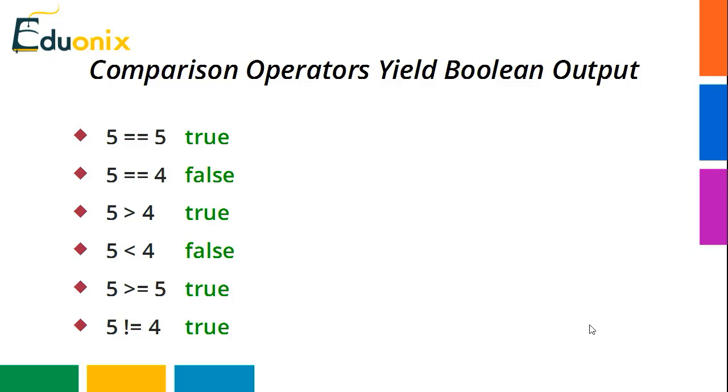So let's have a look at some examples. 5 double equals 5. Is 5 exactly equal to 5? Yes, it is. So it gives true. Is 5 exactly equal to 4? No, it's not. So it gives false. Is 5 greater than 4? Yes. Is 5 less than 4? No. Is 5 greater than or equal to 5? Well, yes, it is equal to 5. Is 5 not equal to 4? Well, yes, it is not equal to 4. It's different from 4.